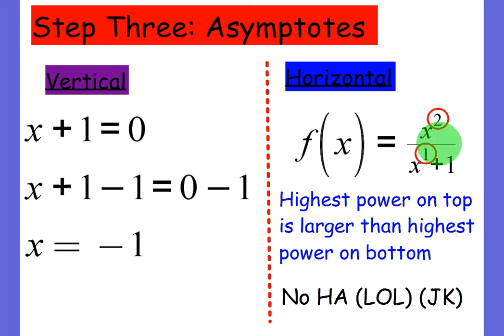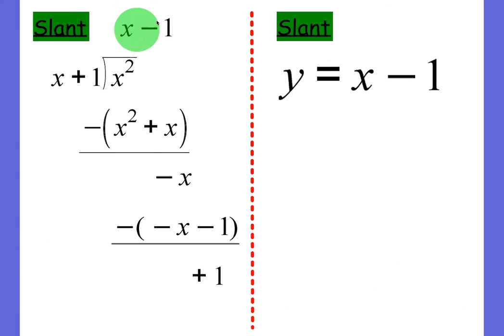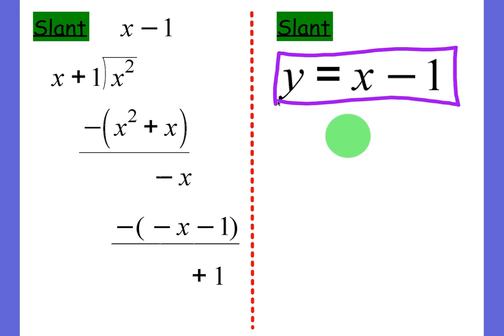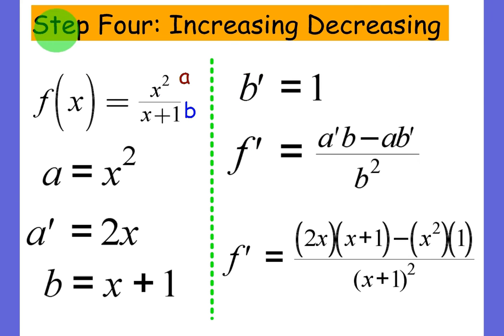Now, what do we know about this? If the power on top is 1 bigger than the bottom, it's going to have a slant asymptote. So we're going to have to do some long division here to figure that out. If you need a catch up or a refresher on that, you can watch my video on dividing polynomials. At any rate, we're going to get x minus 1 at the top. So we know that our slant asymptote is y equals x minus 1. We will sketch a dotted line there on our graph to indicate the slant asymptote.